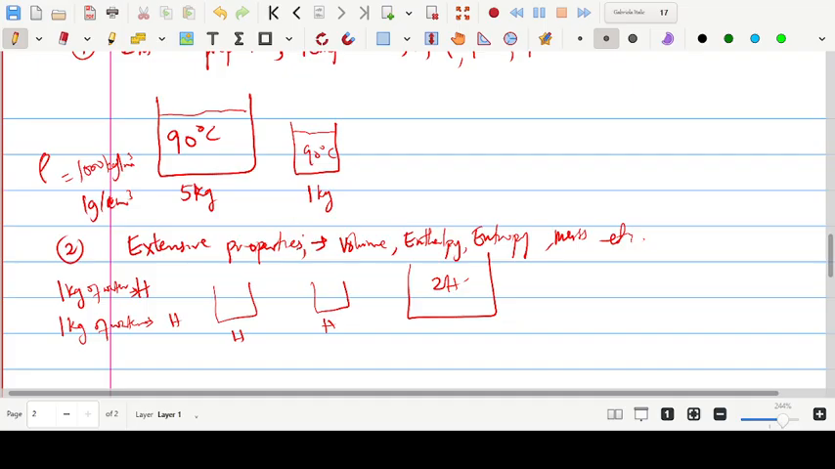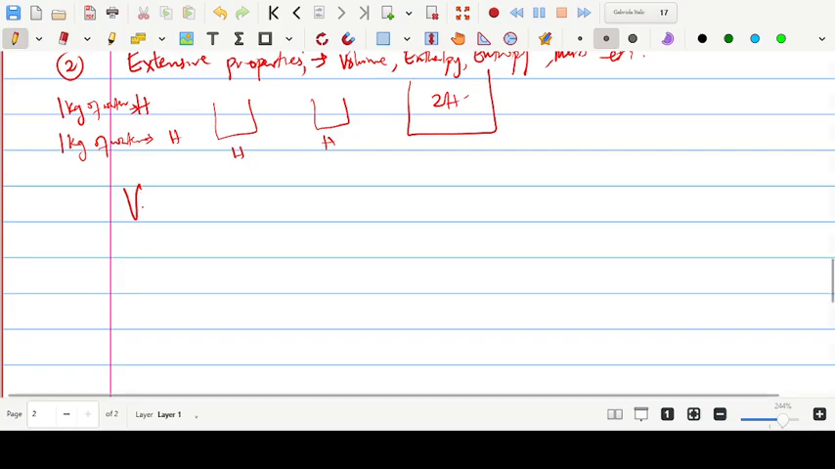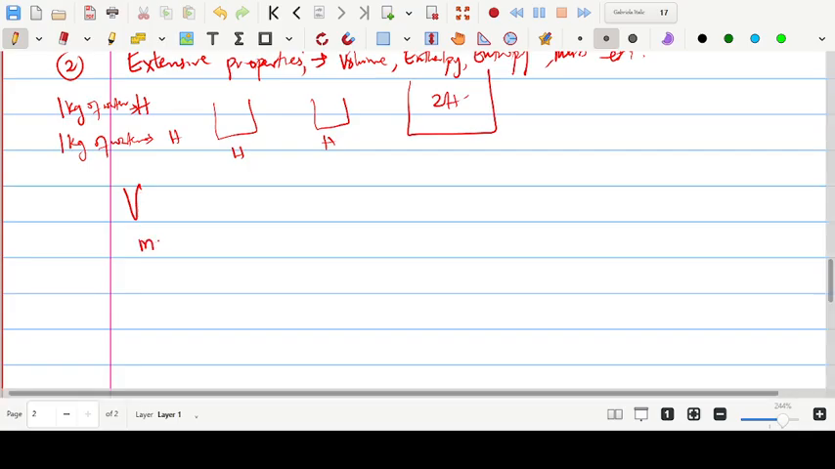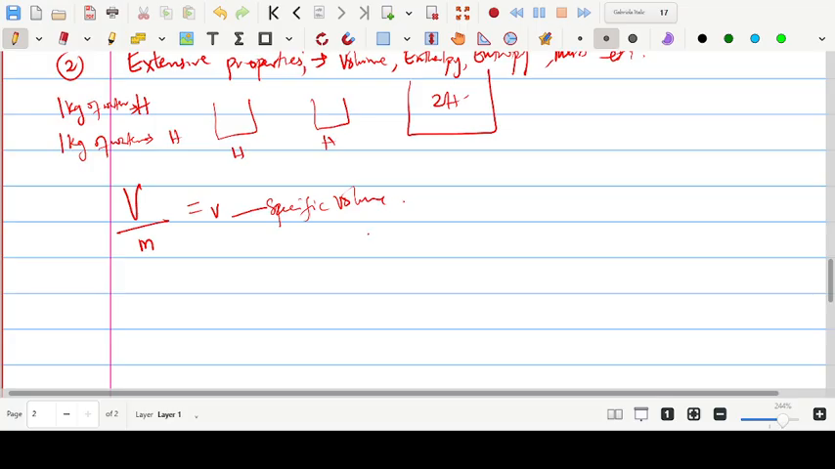So if you want to convert an extensive property to an intensive property: if the volume of a system of mass m is V, then the specific volume of matter within the system is this. So there's now something that we call specific volume. If the volume of a system is V and its mass is m, the specific volume is the actual volume divided by mass, which gives us small letter v. This is what we call specific volume. Is that taken?